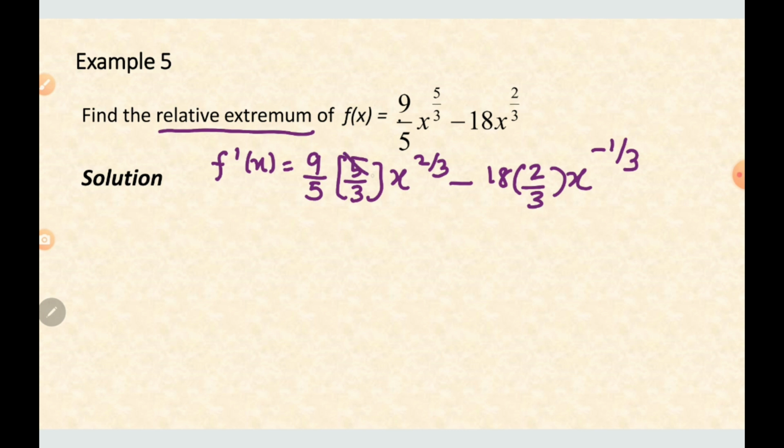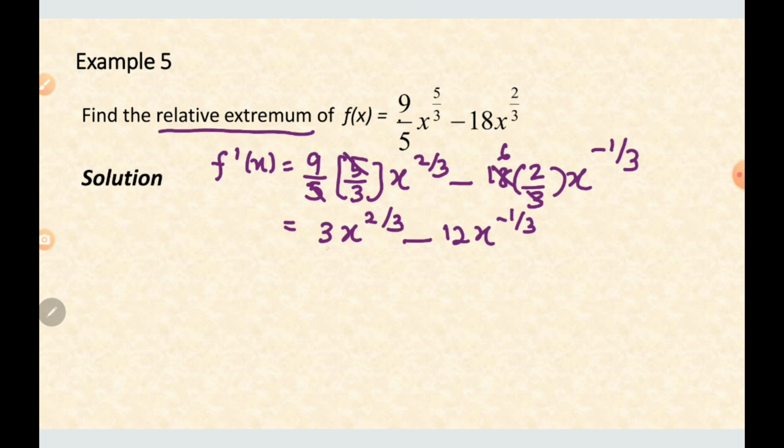Therefore, we need to simplify. 9 over 3, the answer is 3x to the power of 2 over 3. Simplify the second term, you will have 6 times 2, that is 12x to the power of negative 1 over 3.